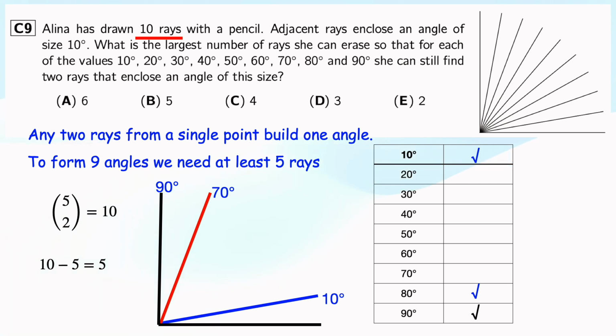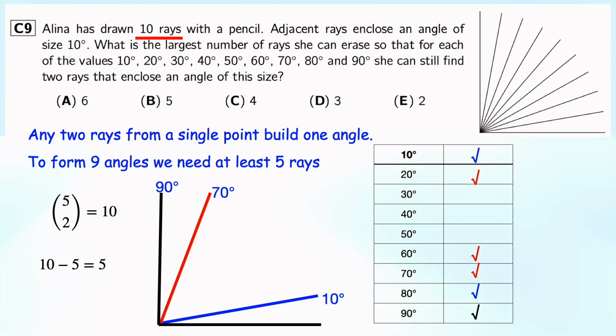Based on this 70 degree ray, how many angles can we find? Of course, 20 degrees is between 90 degrees and 70 degrees. 60 degrees is between 70 degrees and 10 degrees. And 70 degrees, of course, is 70 degrees with respect to the 0 degree ray. Okay, now we still have 30 degrees, 40 degrees, and 50 degrees left. Which one shall we add? We just need to observe.